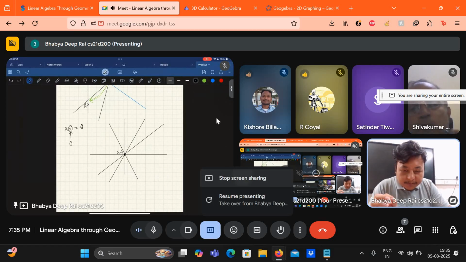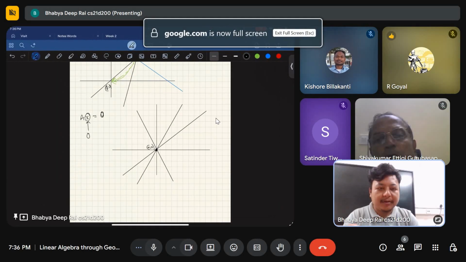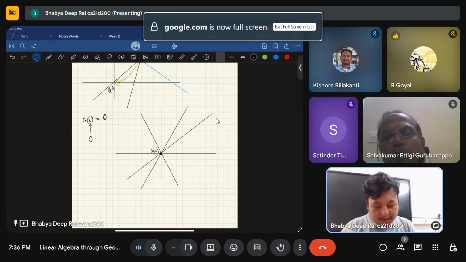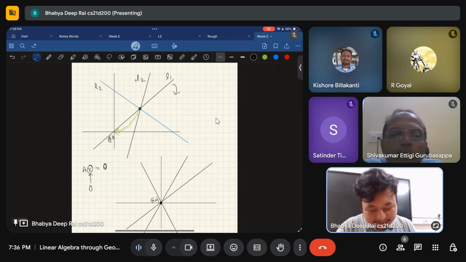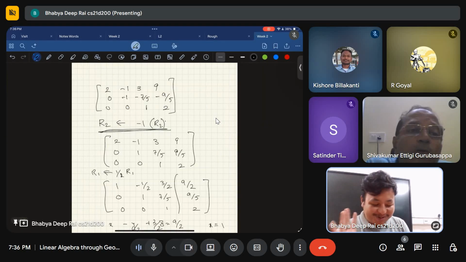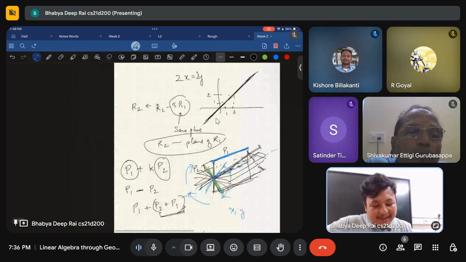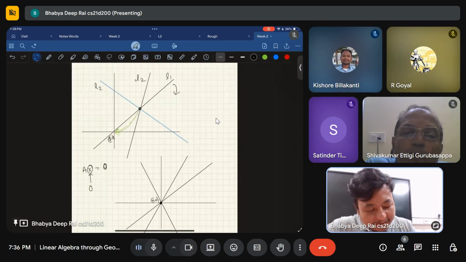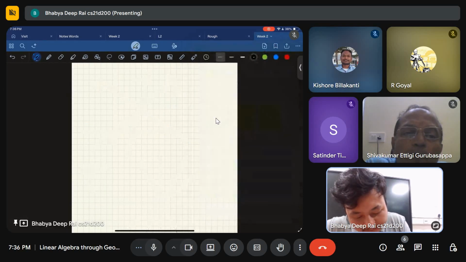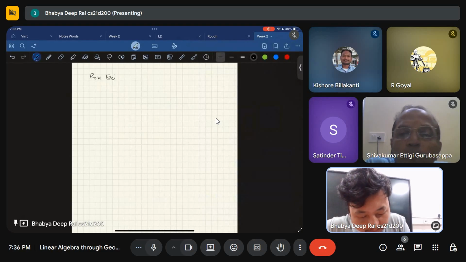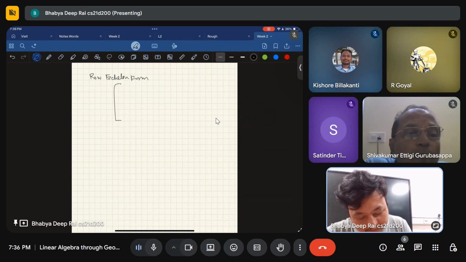I'll stop screen sharing here. Okay, now that is done. What we are talking about is called Gauss-Jordan elimination. Now, Gauss-Jordan, you notice that in the row echelon form, it was what you wanted to achieve.